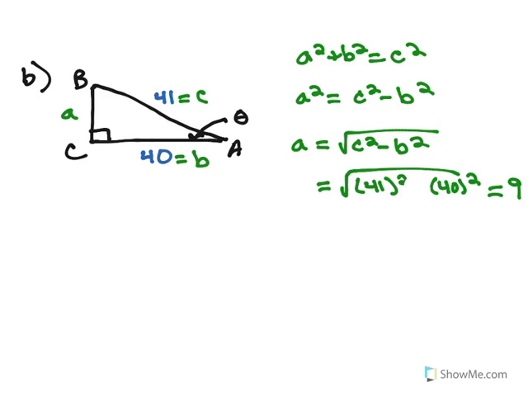Oh, I put a plus in there. Sorry, guys. This should be a minus: 41 squared minus 40 squared. Otherwise, it would be a huge number. It's got to be a minus in there.